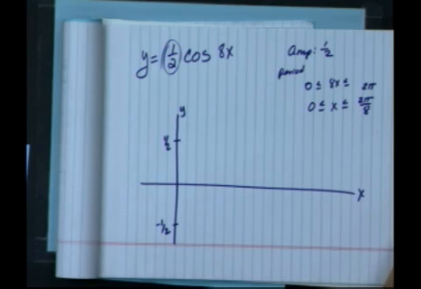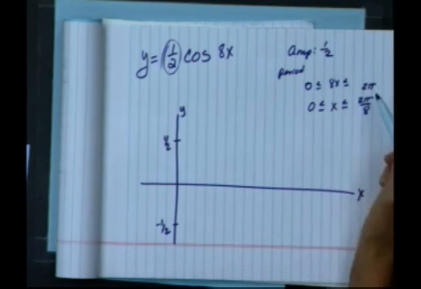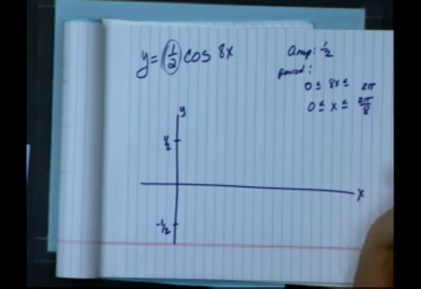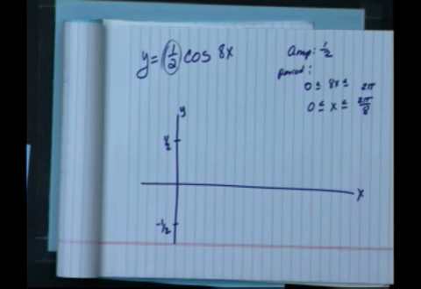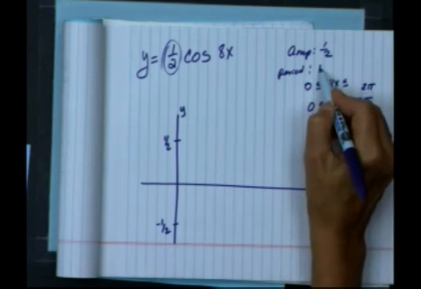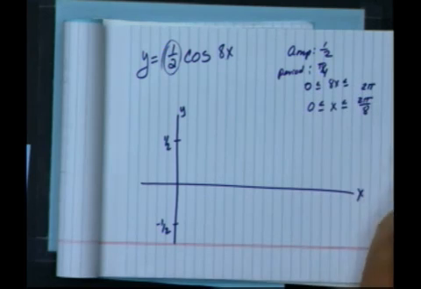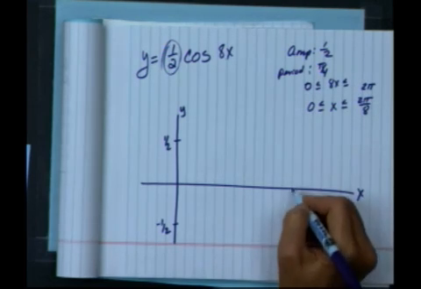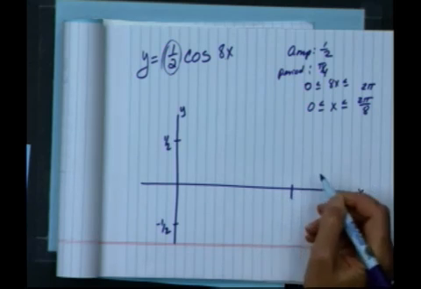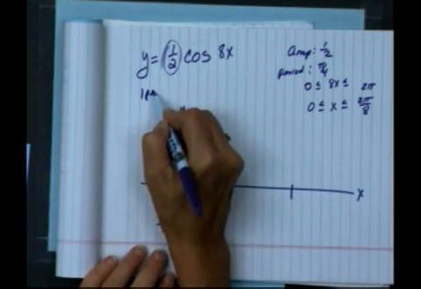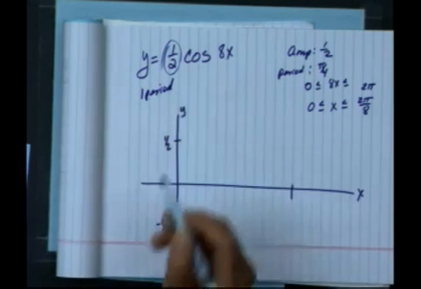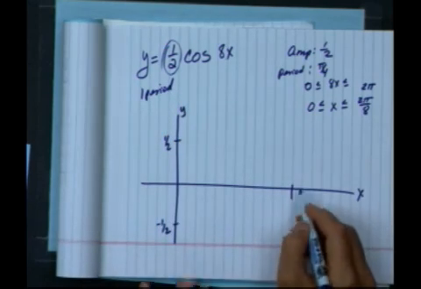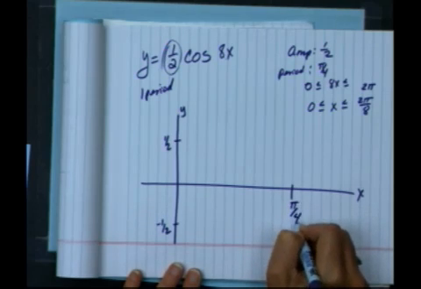Okay, so what is my period? What would your answer on the test be when it says, what's the period? You would say 2 pi over 8, or pi over 4 if you reduce it. Pi over 4. All right. So we're asked to just graph one period. We'll mark off pi over 4.